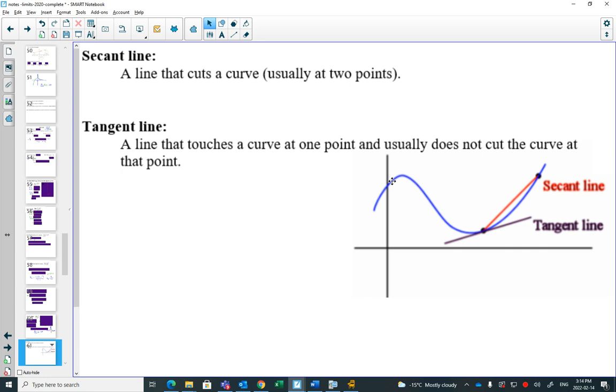I'm driving to Portage la Prairie, I look at my speedometer, I'm going 100 kilometers per hour. That's how fast I'm going at that instant. And on a graph, a tangent line touches a curve at one point, and usually it doesn't cut through the curve. There are some special cases, but generally it just touches the curve once at that point. So it doesn't touch it once and go through. That's not a tangent line. A tangent line is like, ooh, I kind of want to touch it and sort of have the curve bounce off the line. That's sort of what I'm imagining.